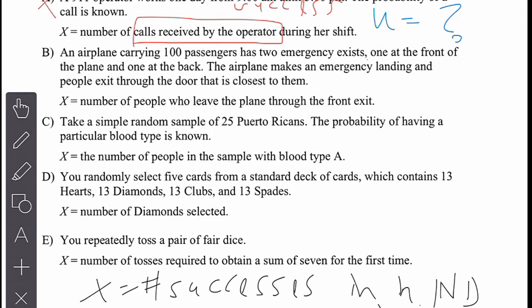All right, so we see there's 100 passengers. So we're going to observe 100 passengers. We can tag that on at the end. I'm going to keep all the stuff about n in blue and information about p in red. So x number of people who leave the plane through the front exits, you can add out of 100 because there's 100 people. So I'll take this as the n. So n equals 100.